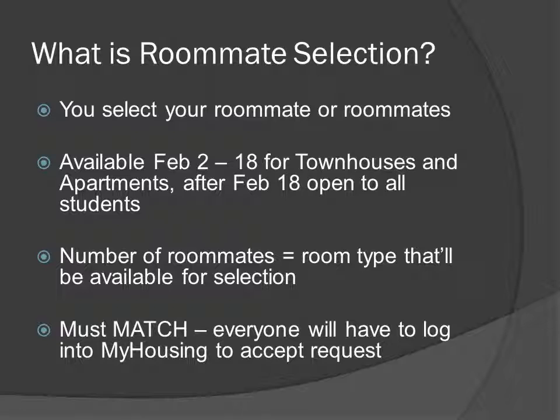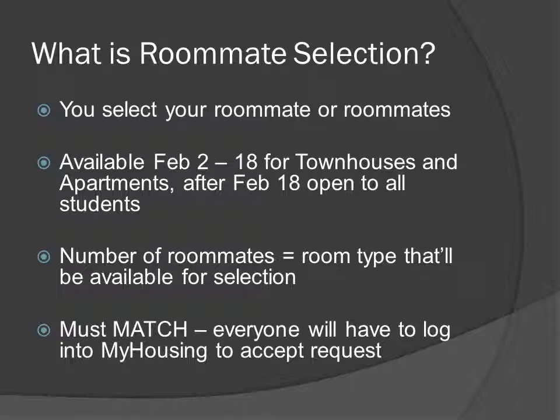The roommate selection process will be available from February 2nd to February 18th for juniors and seniors who are looking to live in the townhouses or apartments. Since both of these spaces are only available for juniors and senior students, you will only be able to match with one another. This means you cannot match with a sophomore for the apartments or townhouses. The roommate selection process will then open up to everyone after February 18th.